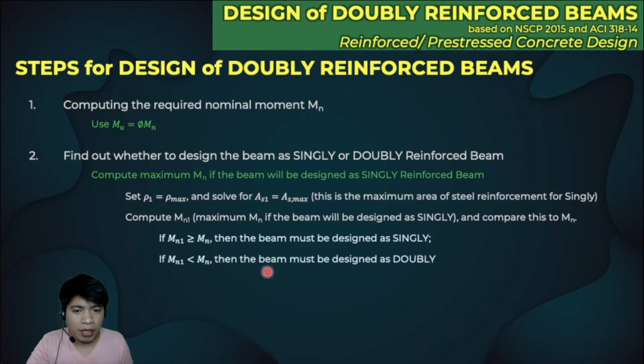sa number 1. Pero, kung yung ating MN1 na na-compute, guys, is mas maliit sa MN na na-compute natin sa number 1, then the beam must be designed as doubly. Kasi ibig sabihin nun, guys, na kahit i-design natin siya singly, yung maximum nominal moment niya is hindi pa rin kakayanin yung nominal moment na mag-a-act sa beam natin in the future. So, kailangan natin siyang dagdagan ng additional nominal moment, and that will be a doubly reinforced beam.